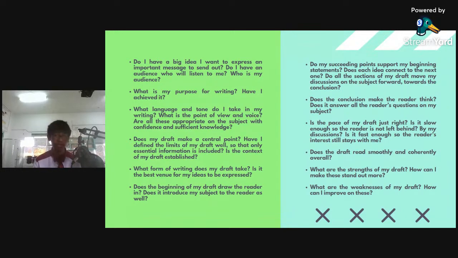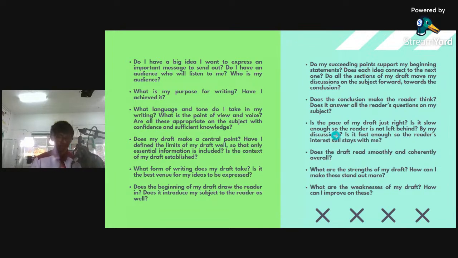Not only is it to introduce them to the topic and to help them grasp the context needed to understand it, but it also draws them in. It pulls them in where they go, I'm interested in reading this. I want to read this. So that's for that question. So that's all the questions on the green part to the left.